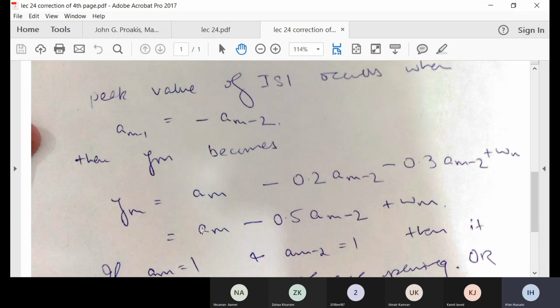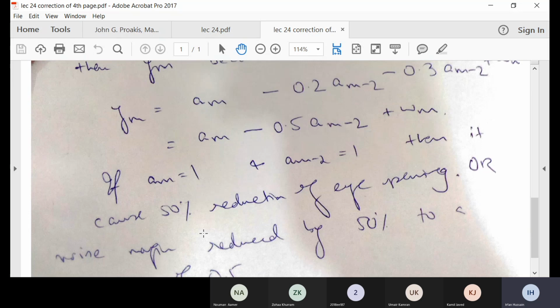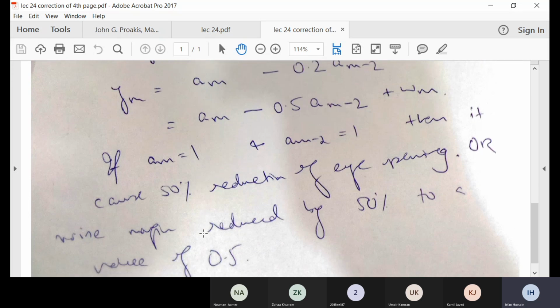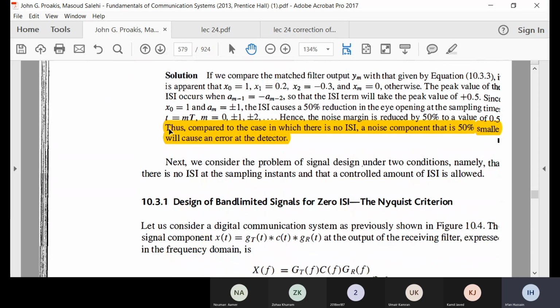So if I say that this A_m, let us say, is 1, this is also 1. The symbol which was sent 2 time slots before is also 1. So you can very well see that the signal will be distorted, or its amplitude will be decreased by 50% of its original value. Hence the noise margin would have reduced by 50%, right? So this is what is written in the book also here. A noise component which is even 50% smaller can cause an error at the detector because the margin is reduced by 50%.